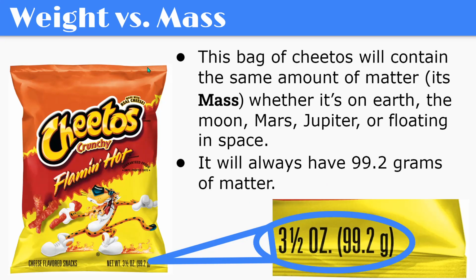All right, so weight versus mass. This bag of Cheetos will contain the same amount of matter. It's labeled on the package, 99.2 grams. That's its mass. Whether it's on Earth or on the moon or on Mars or on Jupiter or floating in space, it will always have 99.2 grams of matter inside of it. That's what the mass tells us, how much matter is in there. I'm sure you can imagine if you took a bag of Cheetos to the moon and you didn't open it on the way, you'd have the same number of Cheetos in there when you got there.